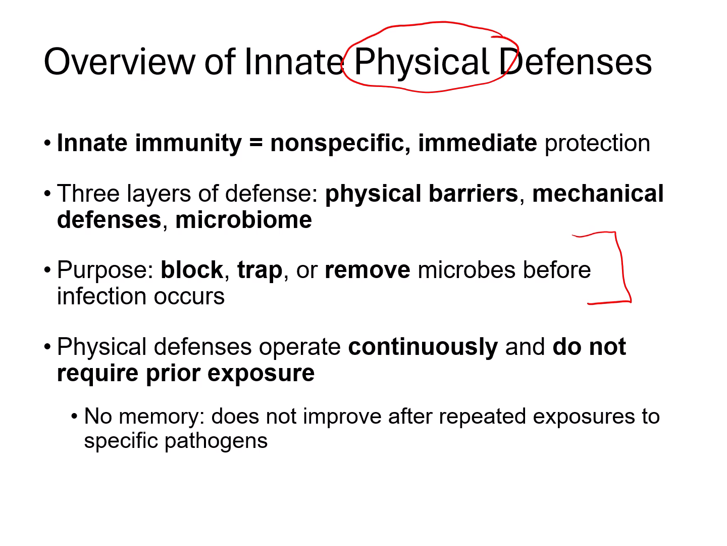These physical defenses include physical barriers like the skin, the mucous membranes, and the endothelial cells. It also includes the mechanical defenses like shedding, mucus movement, peristalsis, tears, or urine flow, as well as the microbiome, and these are the beneficial microbes that prevent pathogen overgrowth.